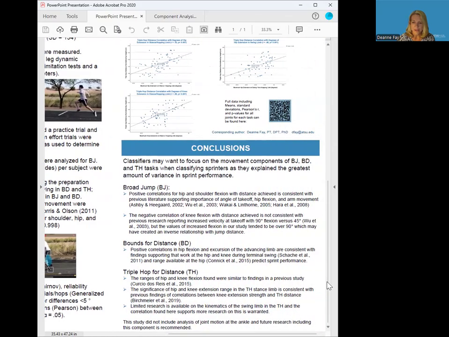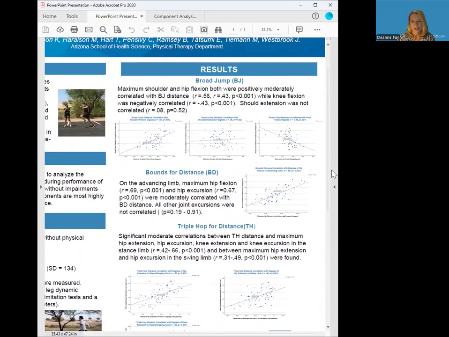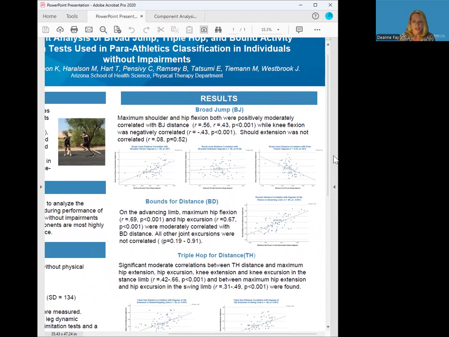So going back up to the top of the poster to take a look at the results, you can see here these top graphs are showing you results for the broad jump. In the broad jump, maximum shoulder and hip flexion were both positively and moderately correlated with the distance achieved by the jumps. So this graph here is showing you the correlation for shoulder flexion. The one for hip flexion looks very similar.